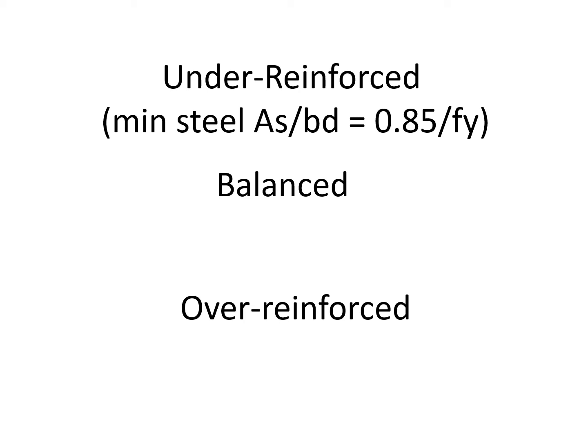This is the minimum under-reinforced. For under-reinforced, the minimum is still specified by this formula, even if you don't need it. Then we'll have balanced. We'll work out a balanced section, but we'll never have over-reinforced. If you need it, then you need to go for double reinforced.